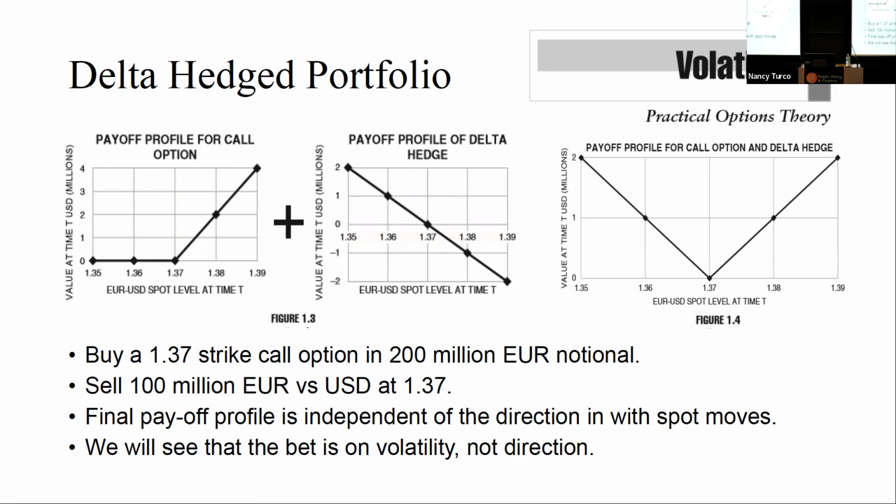I get the sum of those two things, and that is the straddle. And we already agreed a minute ago that the straddle is a bet only on volatility. So what you can see is that it doesn't matter if I have a call option in my portfolio. Once I do this delta hedge, I have a bet on volatility.